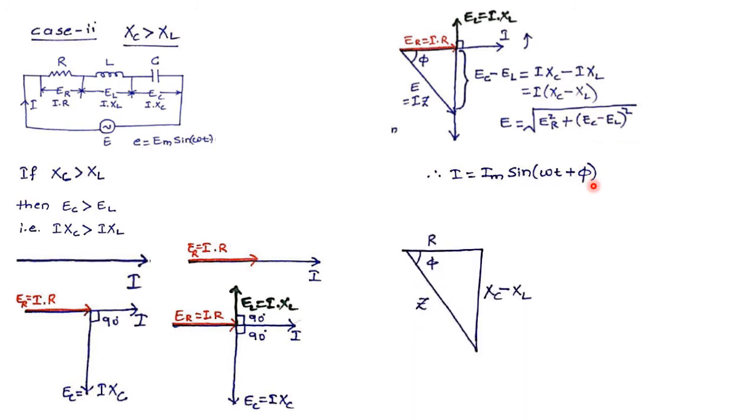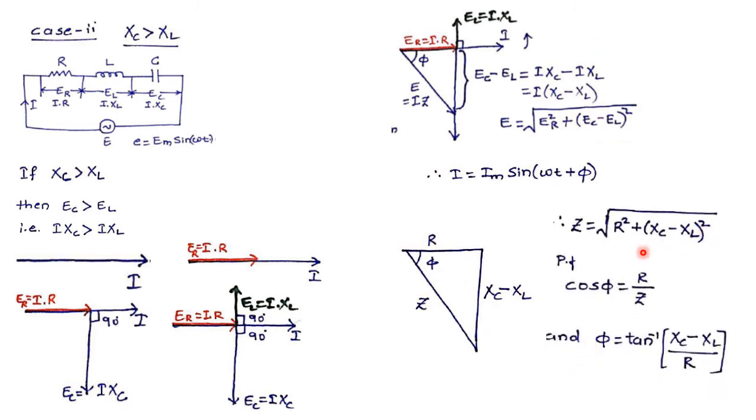From the vector diagram, I will take out the impedance triangle. I can write Z equals the square root of R square plus (XC minus XL) whole square, and power factor is given by cos phi equal to R by Z, and phi equal to tan inverse of (XC minus XL) by R. Now the effective reactance of the circuit is XC minus XL because XC is greater than XL. Power consumed by the circuit is P equal to EI cos phi. So for any AC circuit, power consumed is always P equal to EI cos phi in single phase.